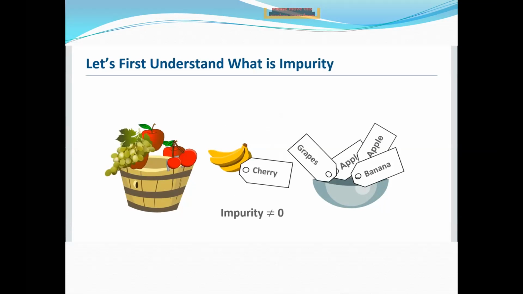So what is impurity? Consider the same scenario. Here we have a basket with four different fruits, and a bowl with different classes of labels. Randomly, once again, I am going to pick. Here I may pick the banana, and here I may get a cherry, right? Because it is a random event, you may get a cherry also. In this scenario we can say the impurity is not equal to zero, because it's highly impure data. Here also we have a mix-up, and here also we have a mix-up.